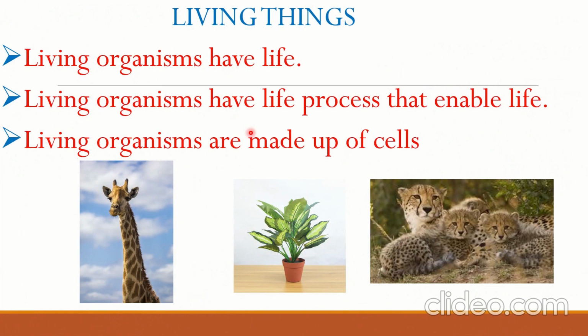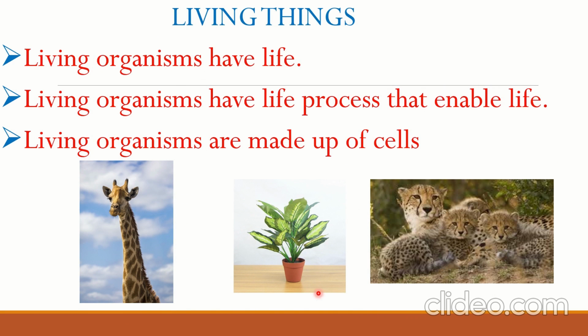Now first, living things have life. So living organisms have life, that's for sure. That's why they are called living. Next, living organisms have life processes that enable life. Life is such a complex thing, and for that to happen, there need to be some complex processes which enable it. So life processes are these complex processes that enable life, and these processes occur in living organisms. And then living organisms are made up of cells, the tiniest units, as we have discussed in our first video.